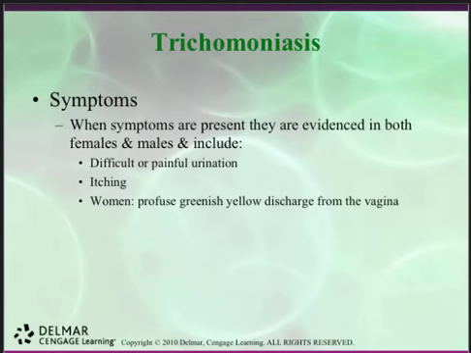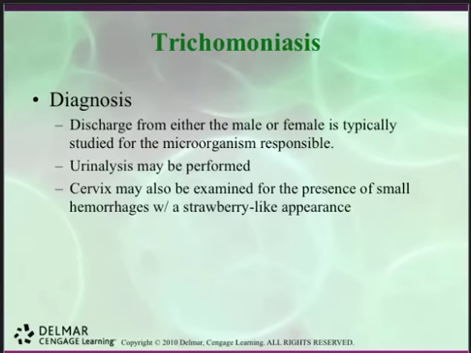The symptoms, when present in males and females, include difficult or painful urination, itching, and in women a profuse greenish-yellow discharge from the vagina. This may eventually subside, but the infection will remain. The usual reason a woman seeks medical care is because of the irritating discharge. The diagnosis is made by studying discharge from either the male or female for the microorganism that's responsible. Urinalysis can also be performed, and the cervix can be examined for the presence of small hemorrhages with a strawberry-like appearance.